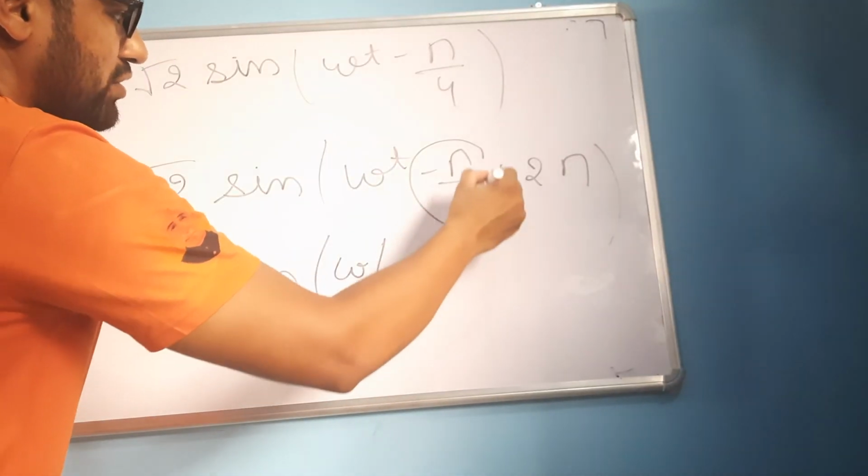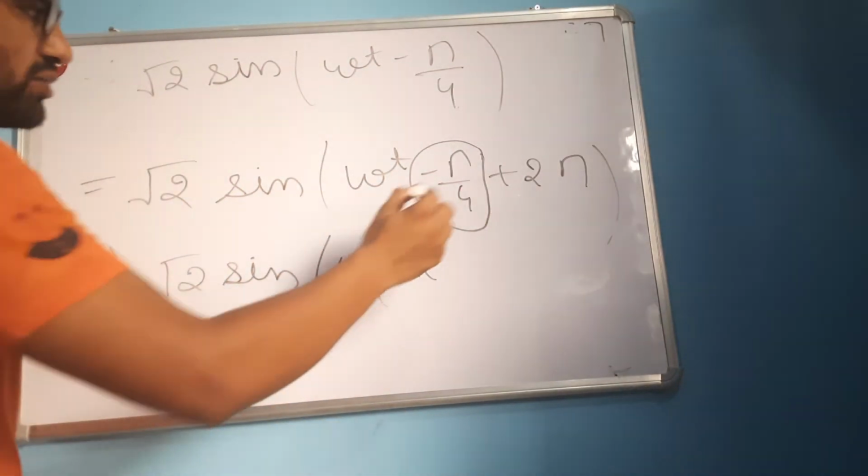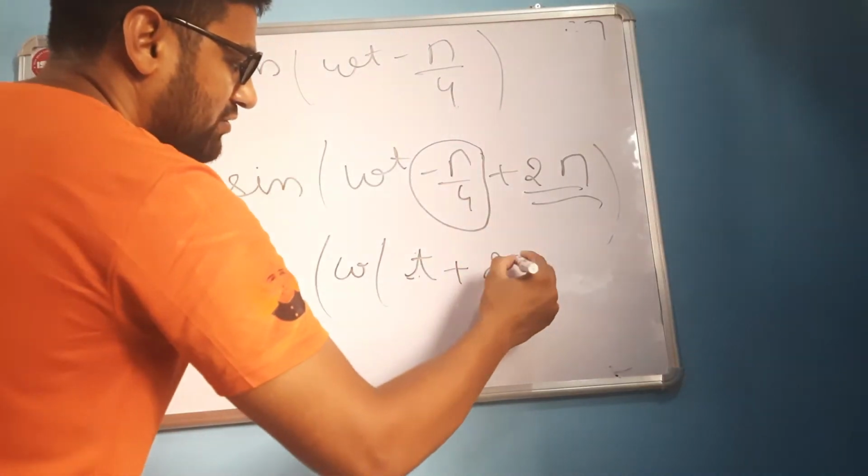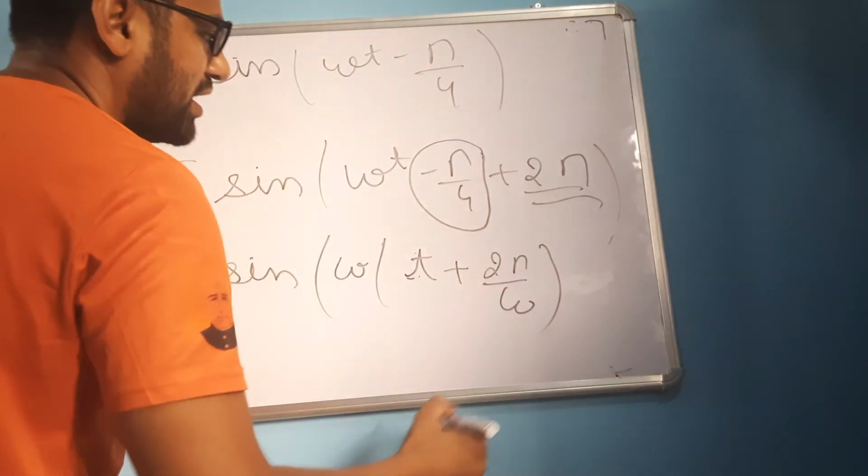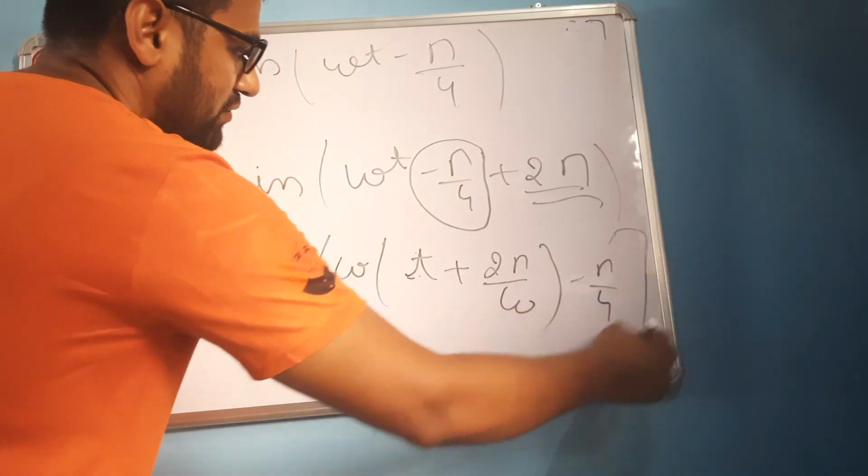This minus pi by 4 is our constant phase difference. It will remain constant. We will take common omega from here. It will be 2 pi by omega minus pi by 4.